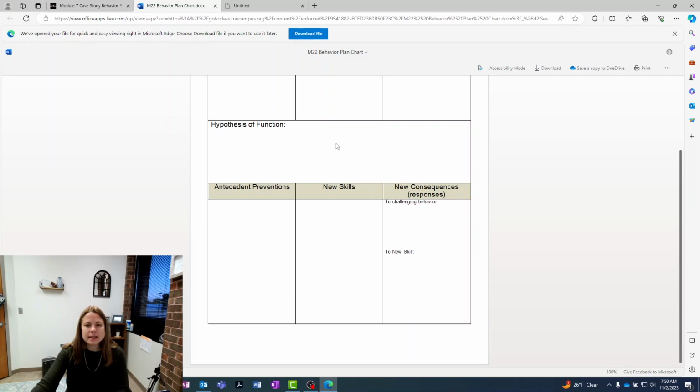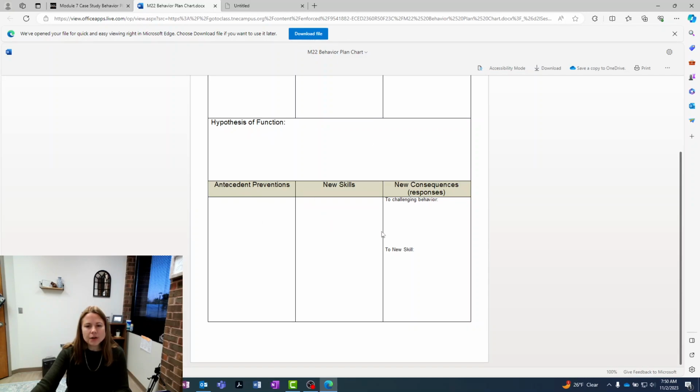Using this, when you figure out what the trigger is, you're going to put a hypothesis of function. This is basically stating why you think this behavior is happening. What is this child doing this for what reason? Okay. Then down here, you're going to complete the ABC chart by putting in new skills, so new behaviors you want them to learn. How can you prevent those triggers from happening?